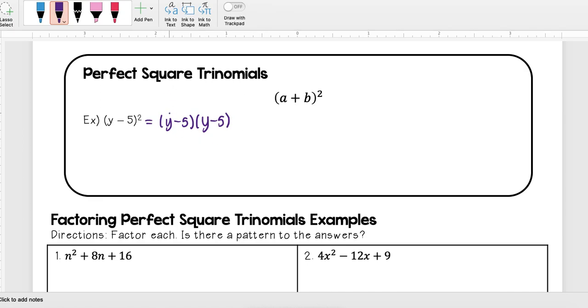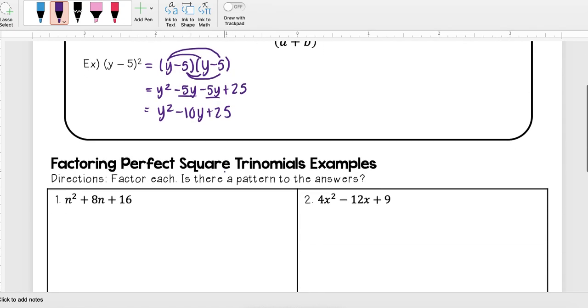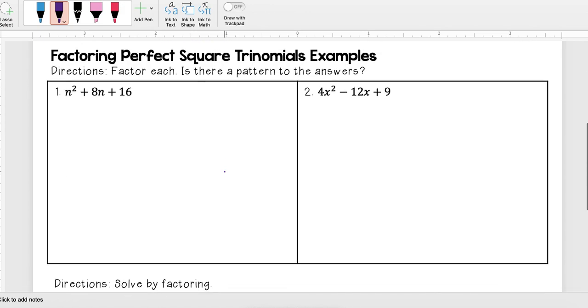by itself. And so if I were to completely multiply that out, I'll do my double distribution. So I do y times y to get y squared, y times negative 5 to get negative 5y, negative 5y, and then negative 5 times negative 5 to get positive 25. And then I can combine my like terms and I get y squared minus 10y plus 25. So let's go ahead and get to some examples. I want to factor it, and I'm going to see if there's a pattern to my answers.